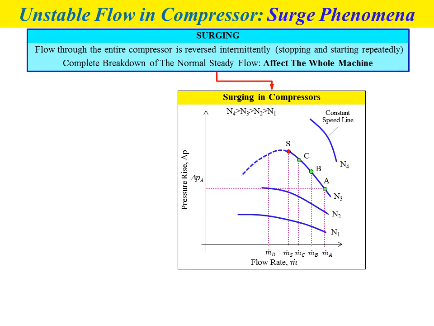So after this point, the decrease of flow rate will cause the decrease of pressure rise in the compressor, as shown by point D and also point E. The dashed blue curve represents the surge cycle, and point D is referred to as the last valve condition.